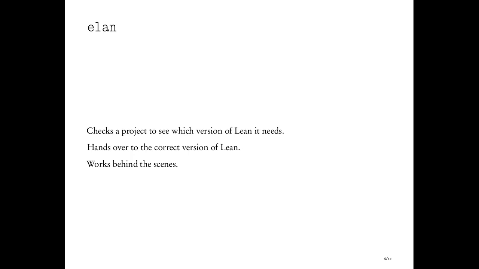Let me briefly say a word about Elan. Its main feature is that it is completely transparent and works behind the scenes. As I remarked before, new versions of Lean are released several times per month. Usually Mathlib moves to the newest version of Lean within a few days after such a release. Elan makes sure that your computer downloads and uses the correct version of Lean, and when you switch back to an older project, Elan will transparently switch back to an older version of Lean.